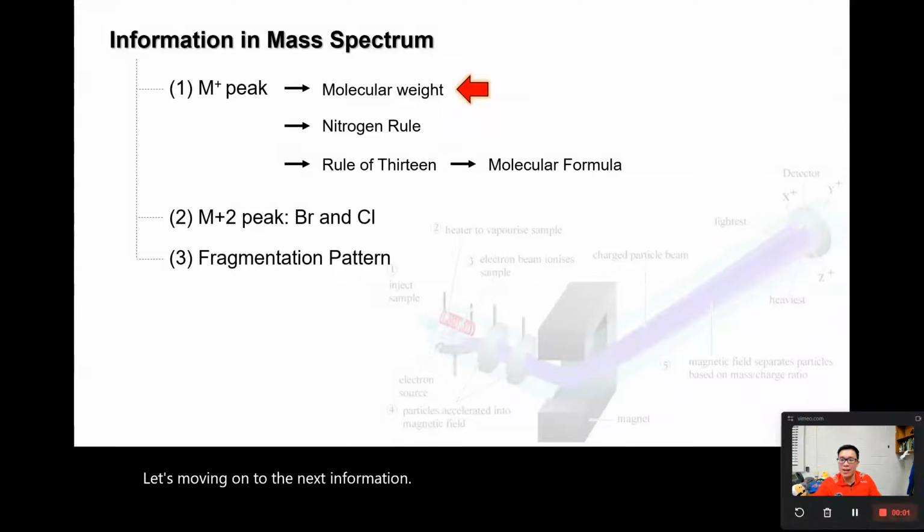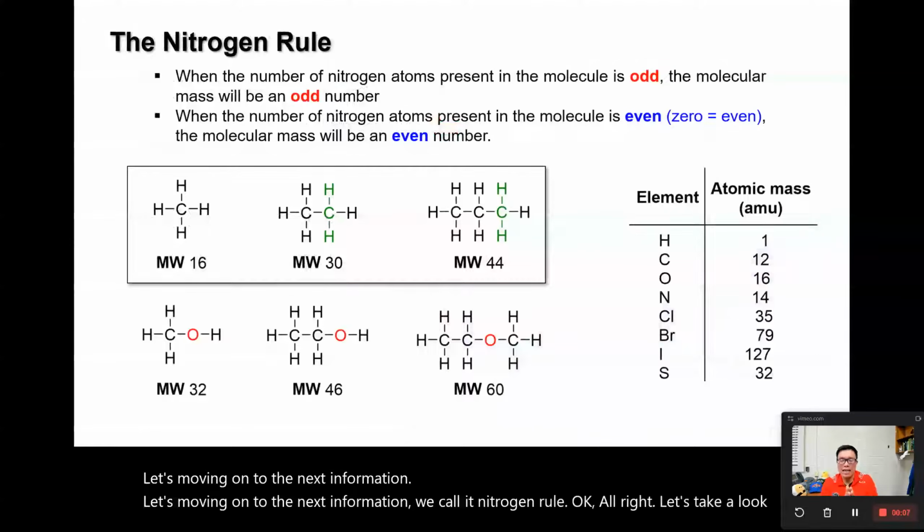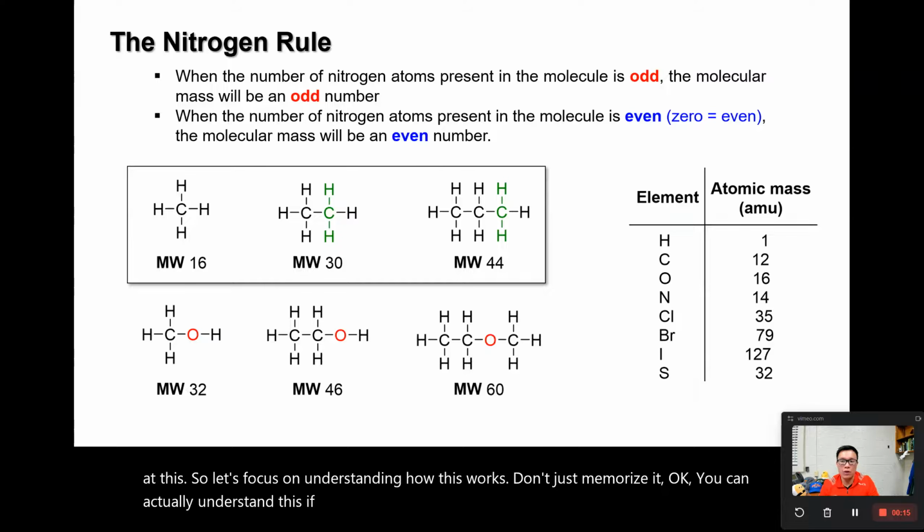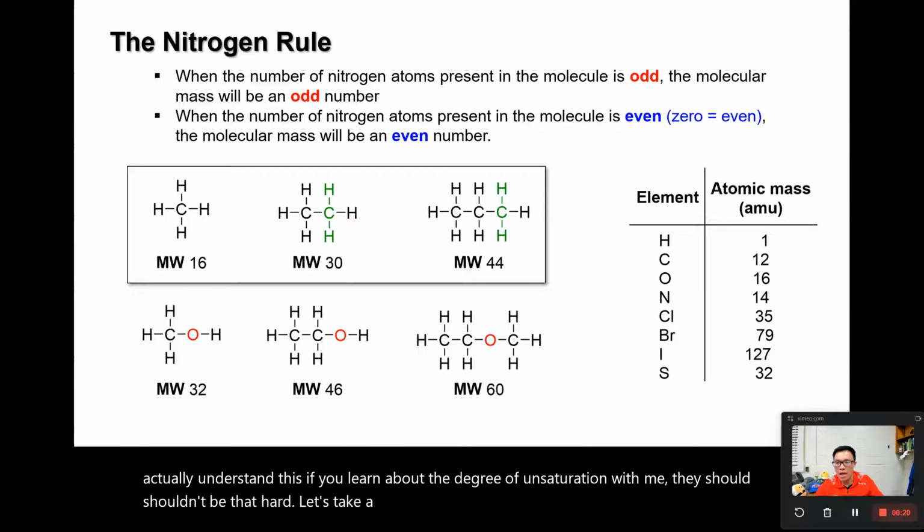Let's move on to the next information. We call it the nitrogen rule. Okay, all right, let's take a look at it. So let's focus on understanding how this works. Don't just memorize it. You can actually understand this. If you learn about the degree of unsaturation with me, this shouldn't be that hard. Let's take a look. All right, nitrogen rule. You can go read all this, but let me explain.